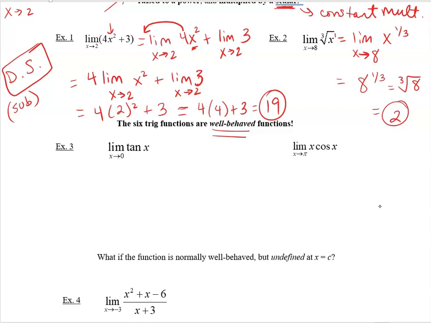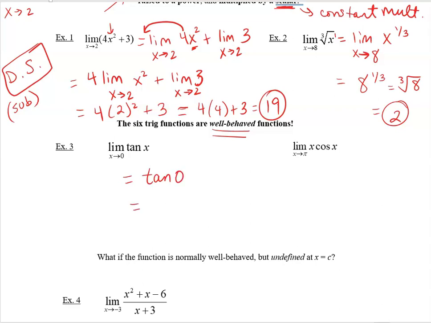So the six trig functions are generally considered well-behaved functions so long as they're defined there, which is true for any function really. So let's look at this example. The limit as x approaches 0 of the tangent function. Can I use direct substitution? The question is, if I substitute in 0 for x, do I get a value here?